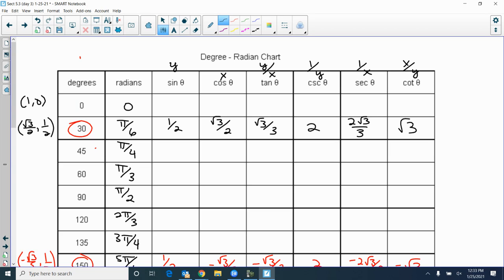Okay, what is the y coordinate there? It's the opposite side, and there is no opposite side. It's the y value, which is 0. So sine of 0 is 0. Cosine of 0 is 1.